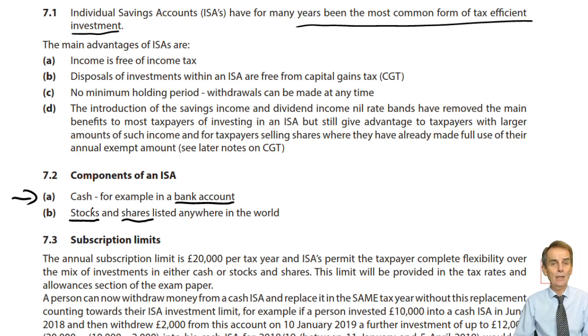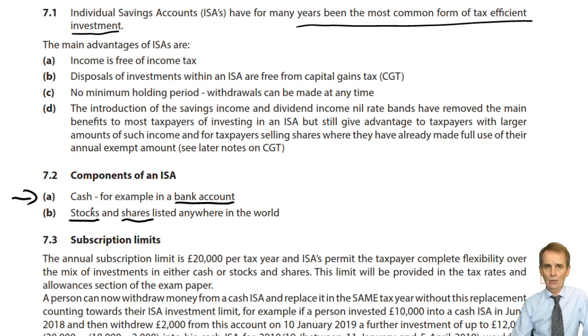And through that ISA, it will be exempt. Now, for many, many years, this was the most tax-efficient form of gaining such income. Rather than holding the deposits personally through a separate account, or indeed the shares, you put these into an individual savings account, which meant that the income derived therefrom was going to be exempt from income tax.